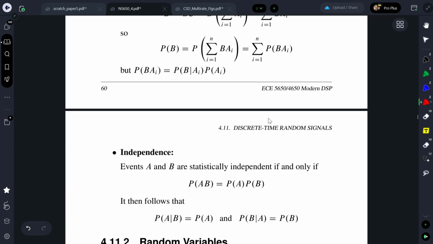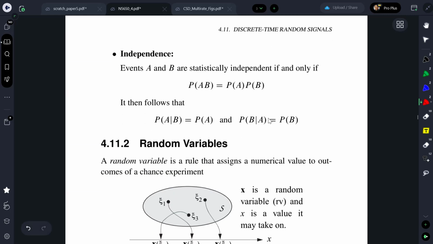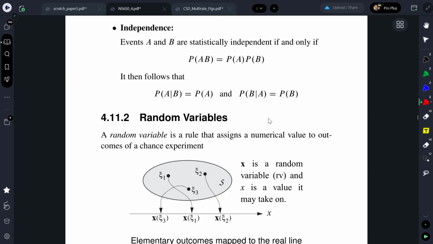Okay, so I'm just going to move beyond that. Again, that's not super important in what there are applications upcoming. I'm just reviewing. Independence is an important property, though. We'd say two events are statistically independent if and only if the probability of A and B is equal to the product of the probability of A times the probability of B.